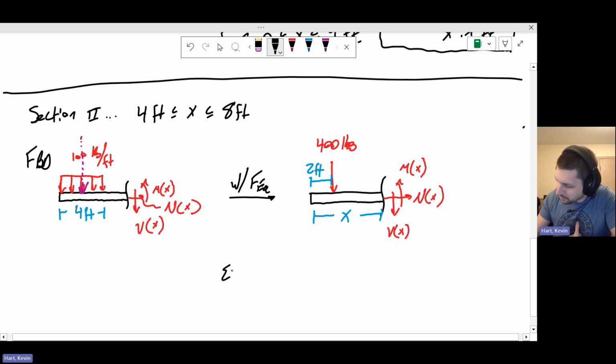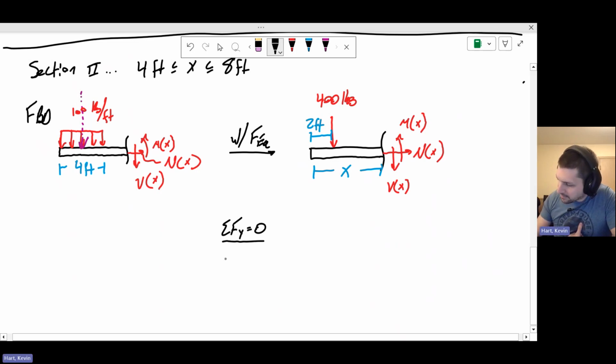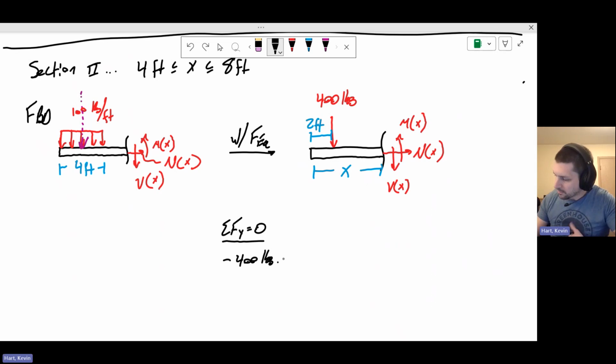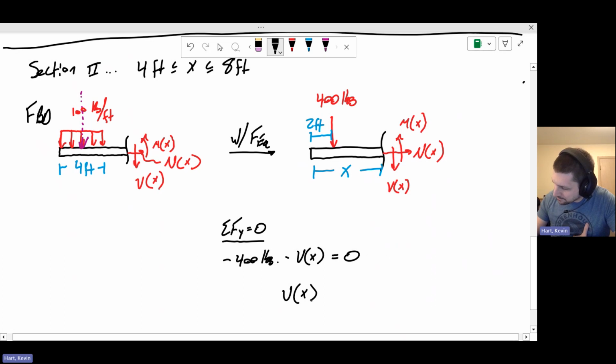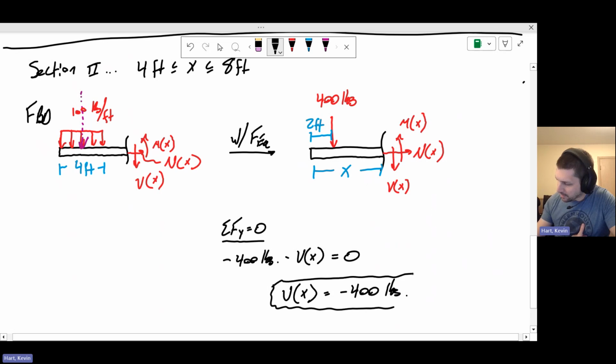Okay, so here we go, some forces in Y. We have our 400 pounds down. We have our shear force down. So again, what we're solving for. And that's it. So in this portion of the bar, we just have a constant value for the shear, and that happens to just be negative 400 pounds. Okay, so that's for this section of the bar. This is section 2 of the bar.